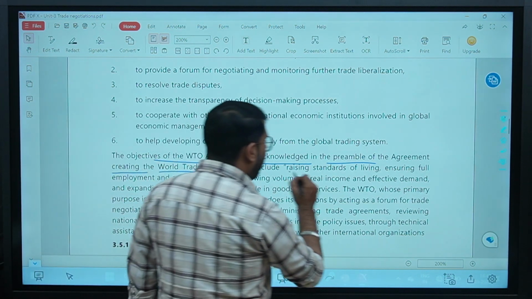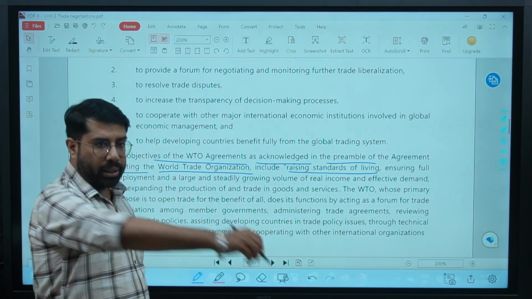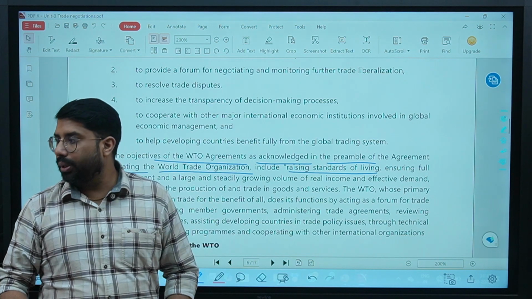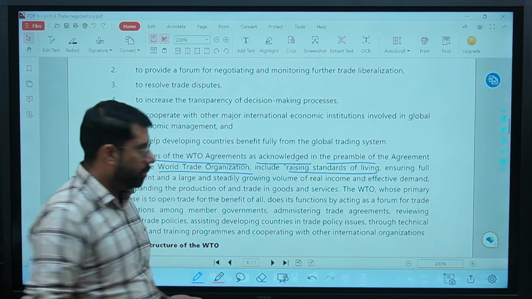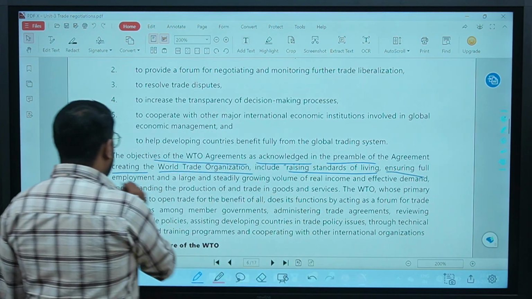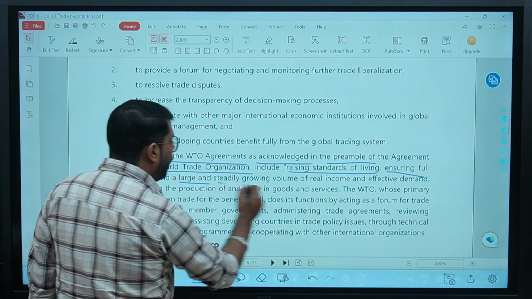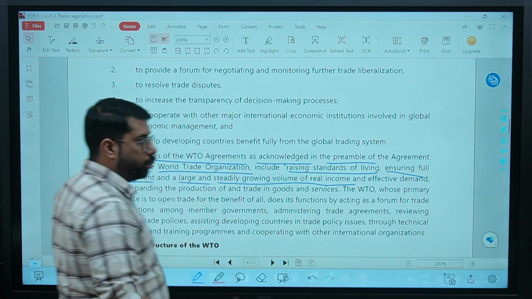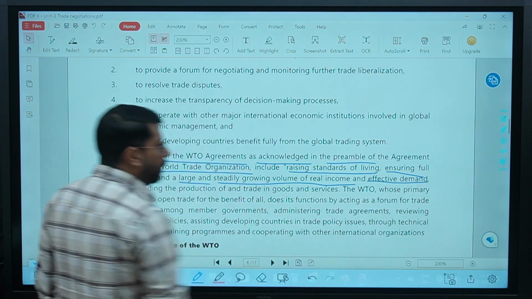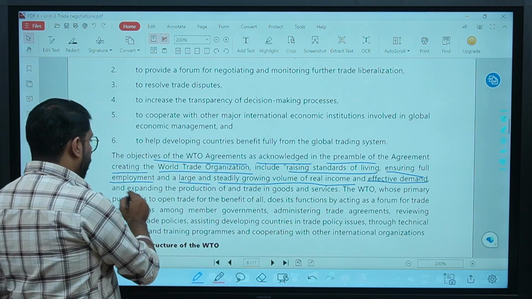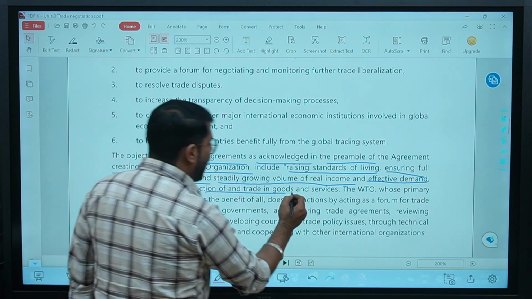First, raising standards of living. The member countries, the people should live a healthy life, a good life. Ensuring full employment, increasing the level of employment, and a large and steadily growing volume of real income. Income should increase. Effective demand should be very effective. Expanding the production of and trade in goods and services.